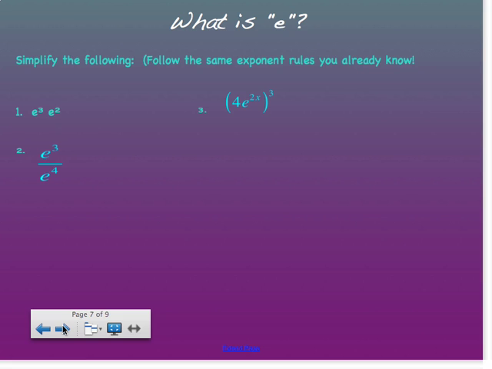If I did x cubed times x squared, that's a base times a base, and we all know that we have to add the power. So if it's e cubed times e squared, I'm going to add the powers. I think I get e to the fifth.